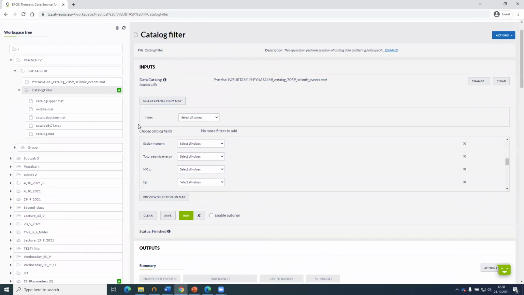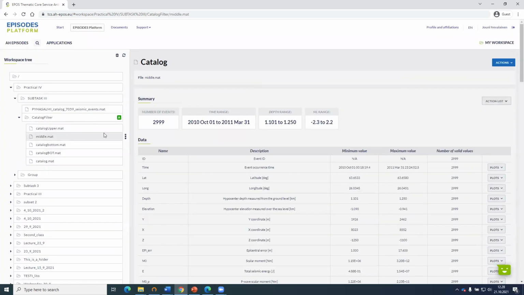then it was asked that you should look at whether there are any timely changes in either of all these sections you have made. Let's take that middle one that I already made before, and this time it had around 3,000 events. And you can see that the time range is from the start of the episode, which is October 1st, 2010, and the last part is the end of March 2011. So this is half a year of time period in this episode.